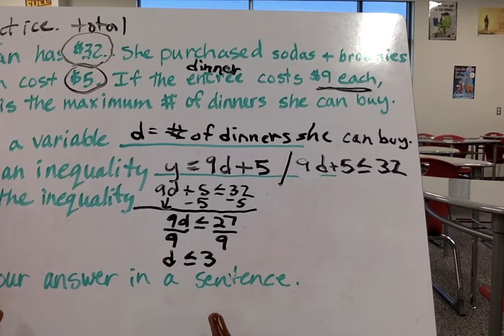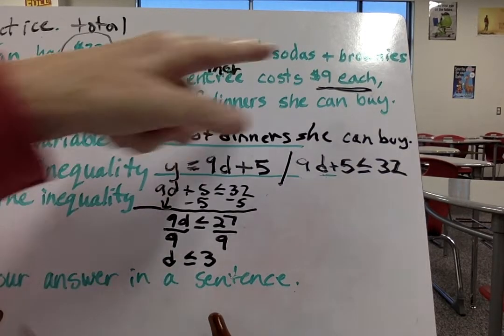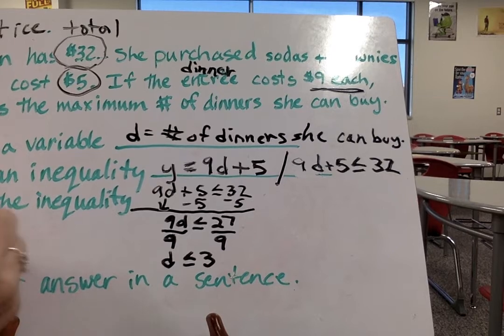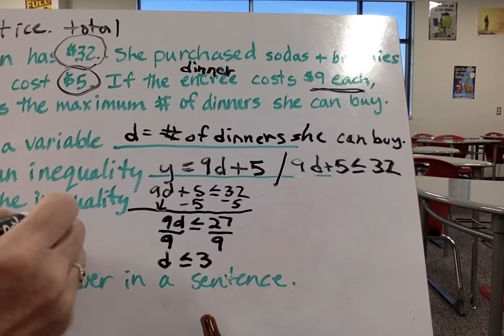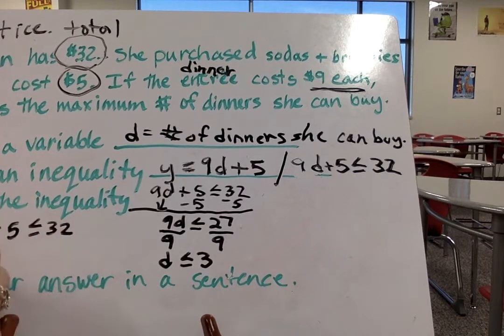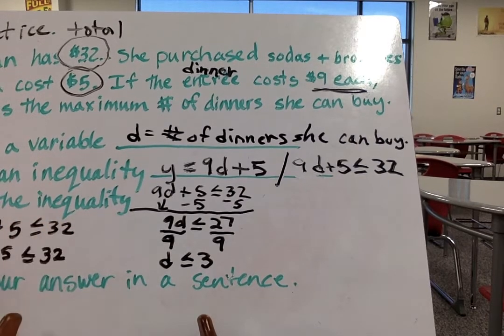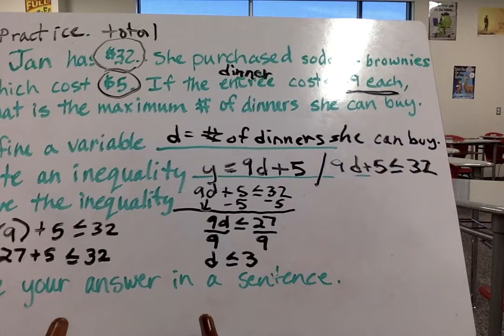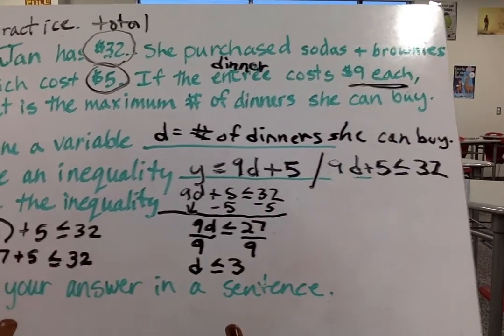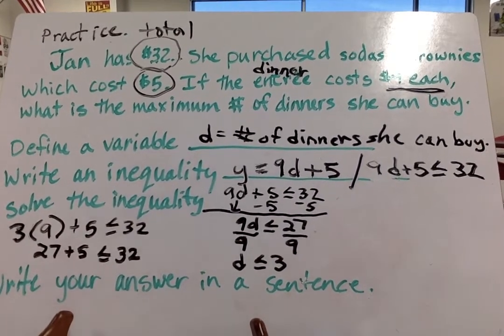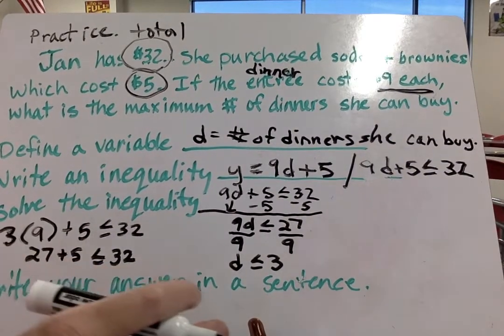So we're going to check that. Let's check it first before we write our answer in a sentence. If she buys 3 dinners that cost $9 each, so 3 times 9 plus the $5, is that less than or equal to 32? 27 plus 5 is 32, so that is less than or equal to 32. So we know that the most she can buy is up to 3 dinners.